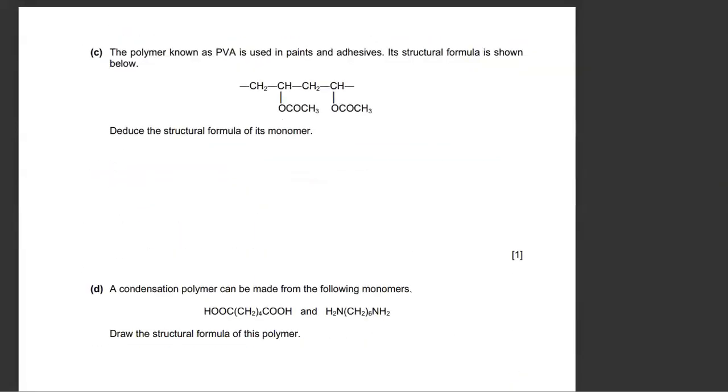So let's look at another question. It says the polymer known as PVA, used in paint and adhesive, the structure is this. Deduce the structural formula of its monomer.